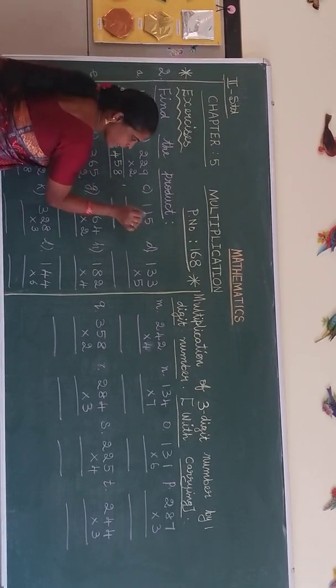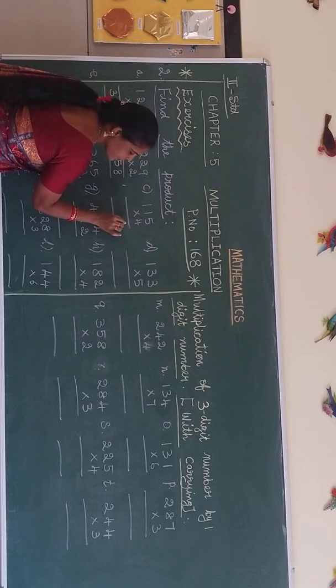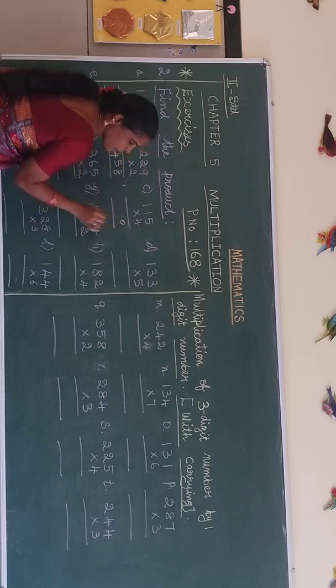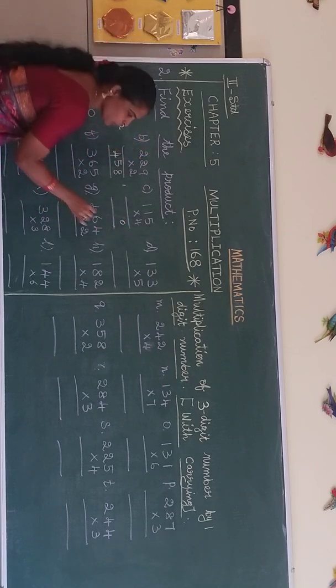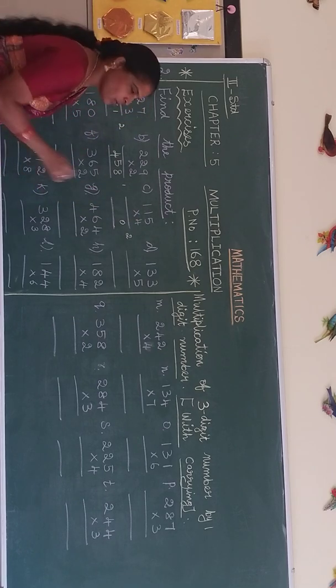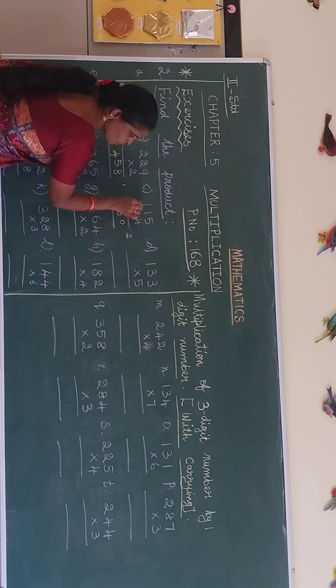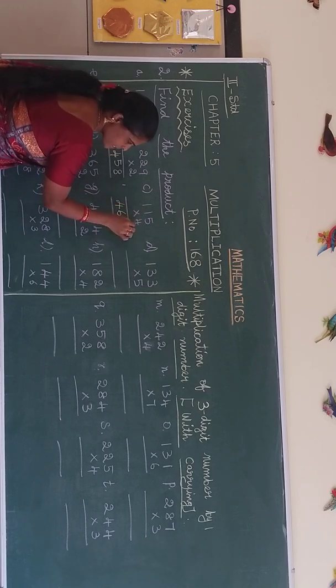Come to the next sum: 115 multiplied by 4. 4 fives are 20. In this 20 you write 0 here and 2 on the side, and 4 ones are 4. 4 plus 2 is 6. Then 4 ones are 4. So 115 multiplied by 4 is 460.